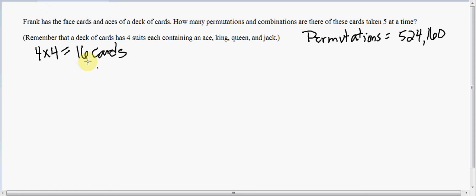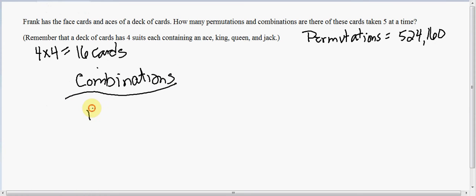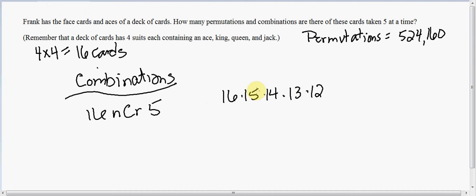Alright, so now we want to also figure out how many combinations there are. So, for combinations, we have 16 nCr 5. And we'll do the work here. We take 16 times 15 times 14, 13, and 12. Is that 5? 1, 2, 3, 4, 5 numbers. Divided by, since we have 5 numbers, we start at 5 and go 5, 4, 3, 2, 1, all the way down to 1.